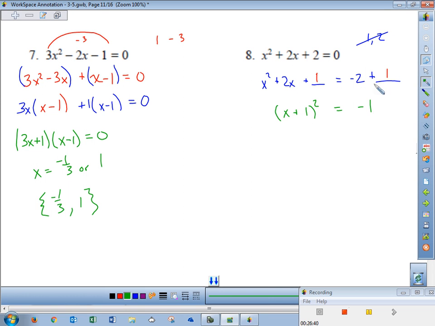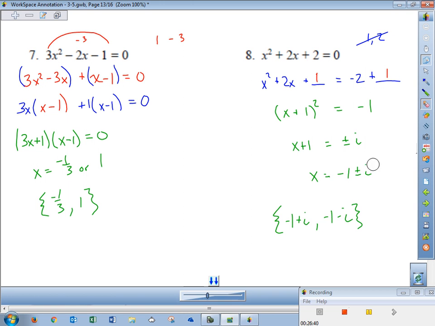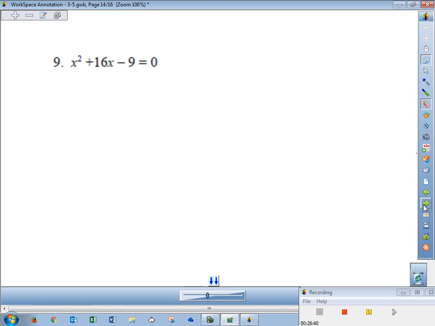That'll equal negative 1. So you should get imaginary answers because the next move is to square root both sides. And when you square root this, you get x plus 1. And then here, guys, realize the square root of negative 1 is i. Don't put i square root of 1 because the square root of 1 is 1, right there in blue, so we don't need that. And then you just subtract the 1 over, and you get negative 1 plus or minus i, and put that in a solution set. Number 9. Let's try him, man.